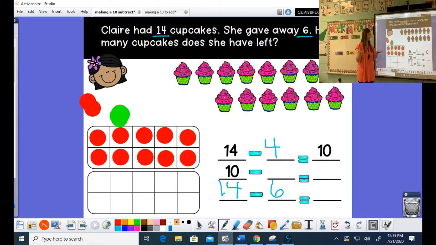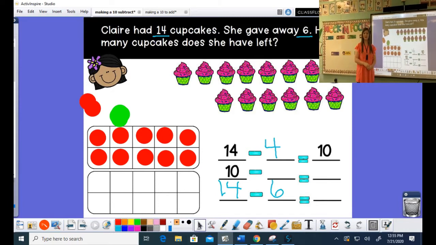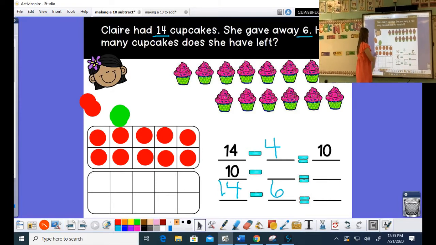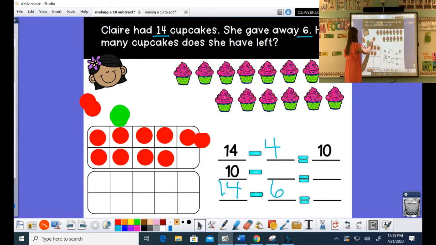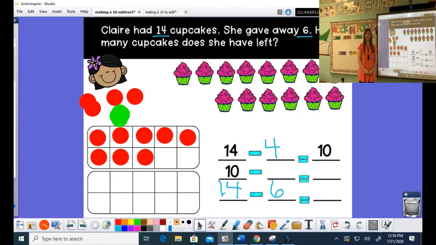But are we subtracting the number 4? No, we're subtracting the number 6. So I have to keep taking counters out of our 10 frame, or keep taking cupcakes away, until I get to 6. So I've already taken away 4, so I'm going to count on until I get to 6. We've already taken away 4. 5, 6. Good job. How many counters did I take away?